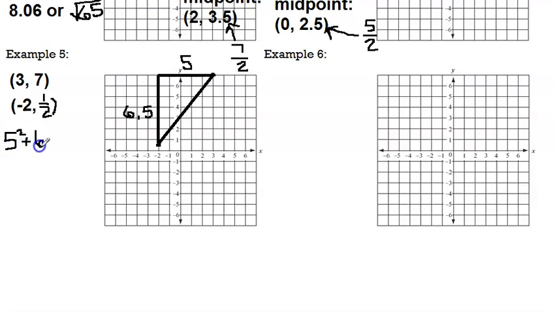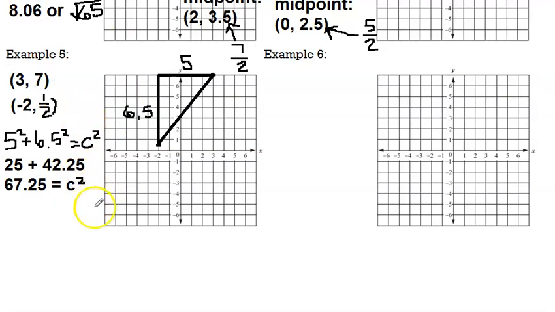So 5 squared plus 6.5 squared equals c squared. Now you'd probably want a calculator at this point, because what you're going to get is 25 plus 42.25. So that's going to be 67.25. And that's going to be your c squared value. So that's not going to be terribly easy to work with. You're definitely going to want to have a calculator at some point. If you go 2 decimal places on this, you're going to find out that the distance was about 8.20.